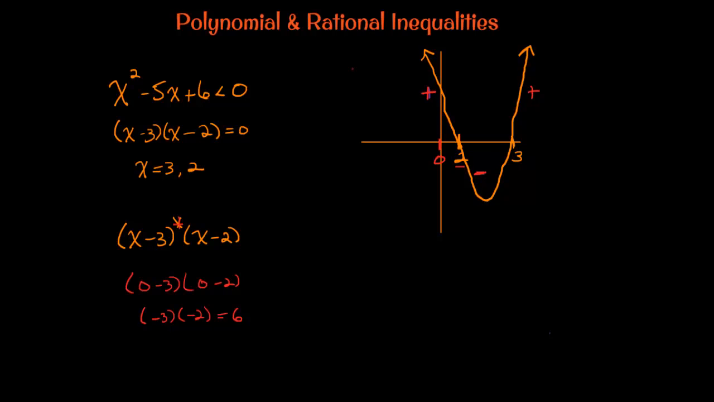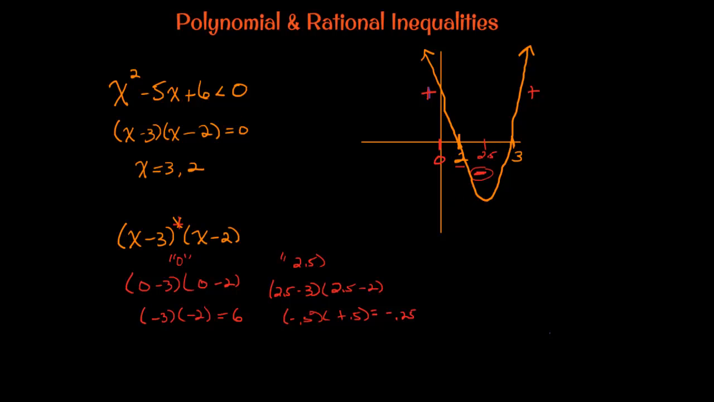Let's pick a value between 2 and 3, a value like 2.5. Now we're going to plug in 2.5 and see what happens. We have 2.5 minus 3 and 2.5 minus 2. 2.5 minus 3 is negative 0.5, and 2.5 minus 2 is positive 0.5. Positive 0.5 times negative 0.5 gives you negative 0.25. So we have a positive times a negative, which gives a negative, which is what we expect our curve to be. Everywhere between 2 and 3, our graph is going to be negative.